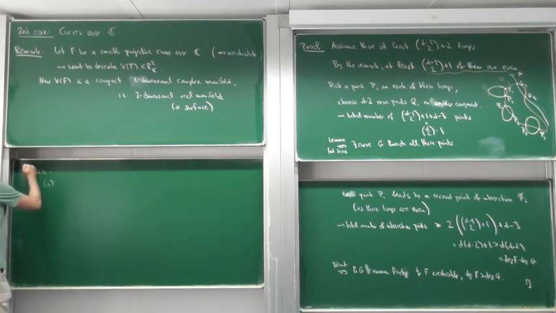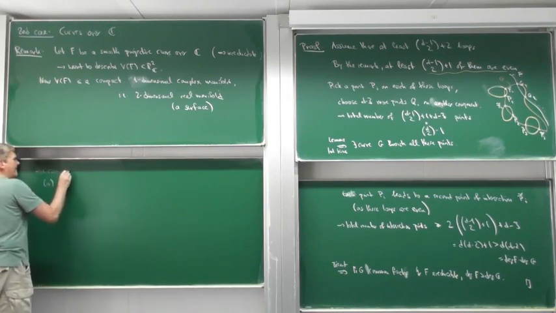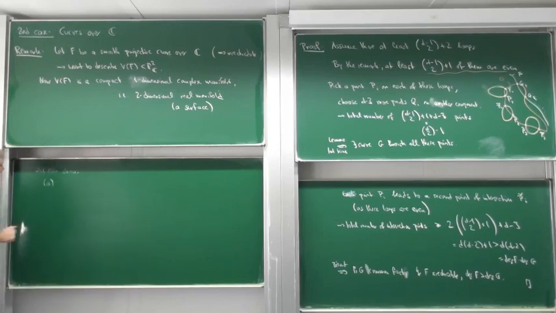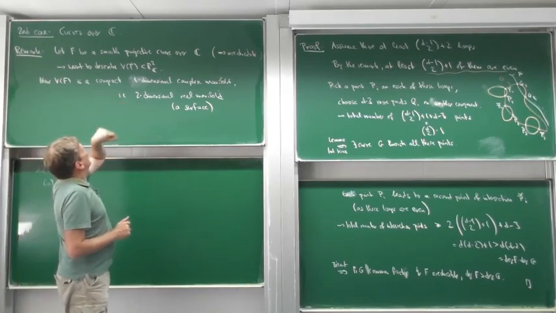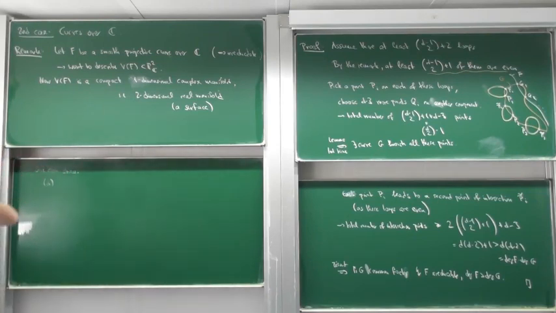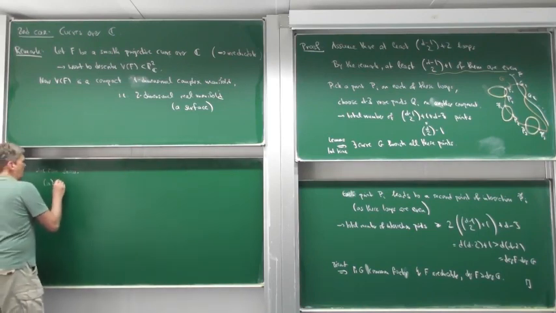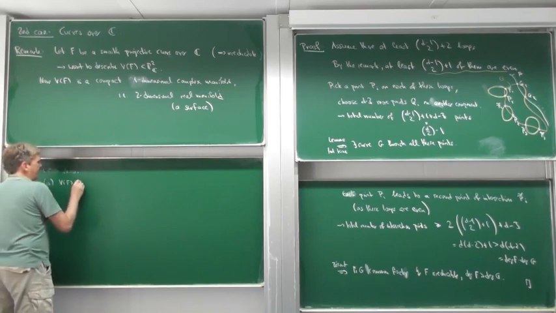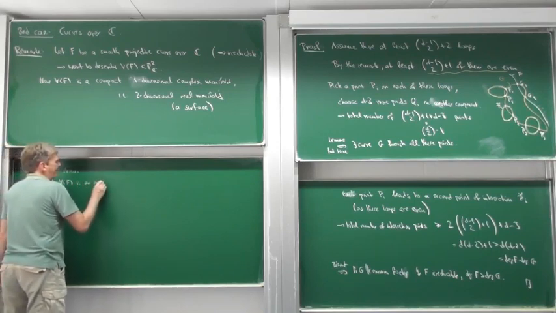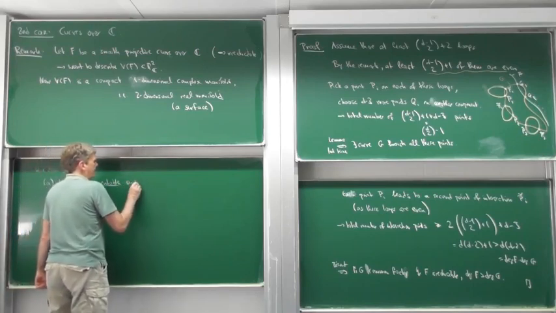Or maybe I should better say something like one can show, so that's all. The first thing is that such a surface that comes from a smooth projective curve over C is actually an orientable surface. So that means you cannot have something like a Möbius strip that has only one side. So V of F is an orientable surface.